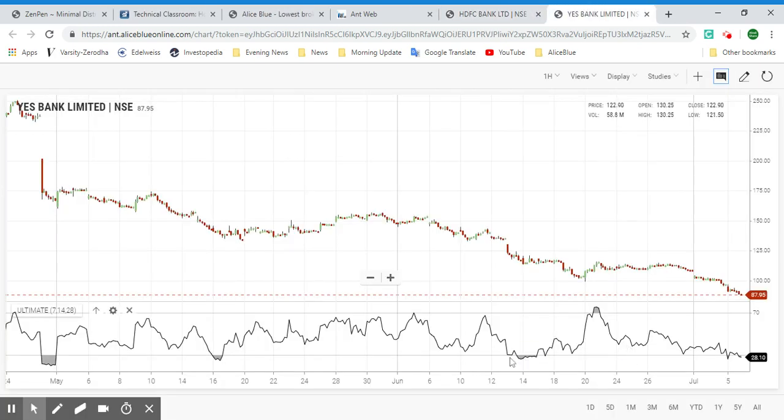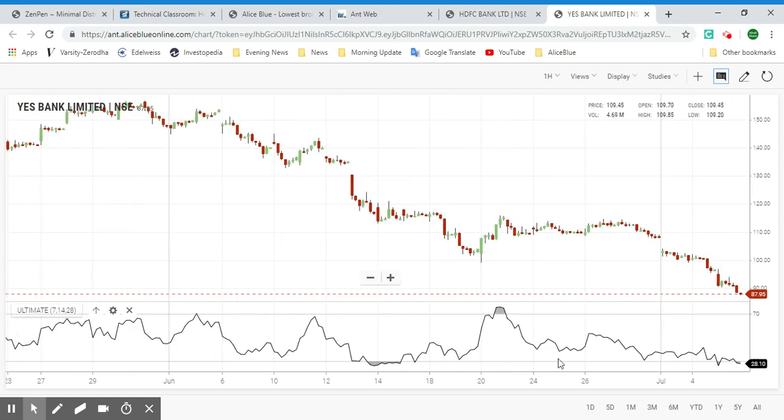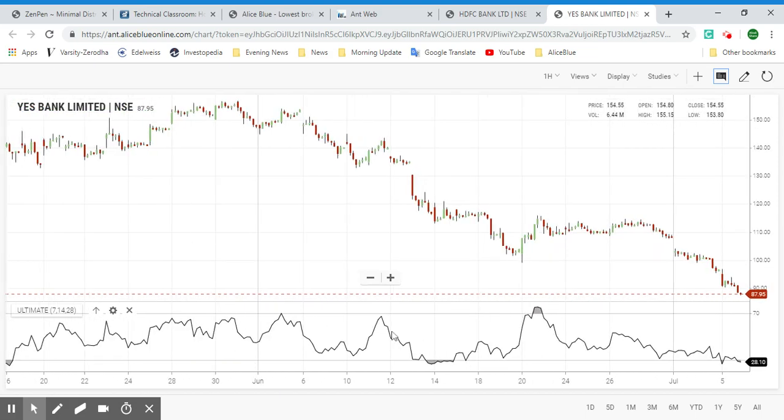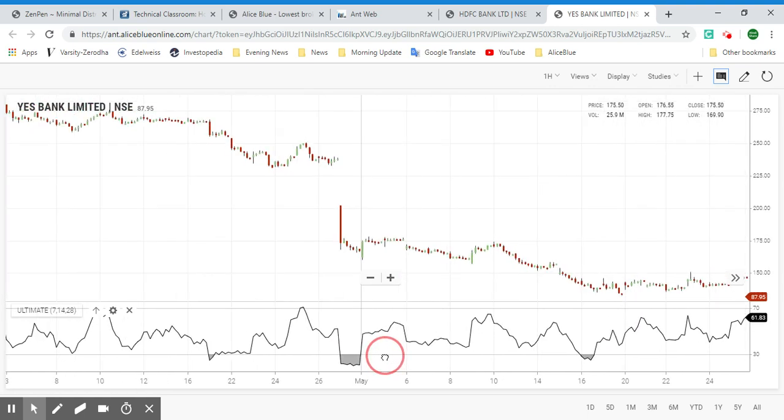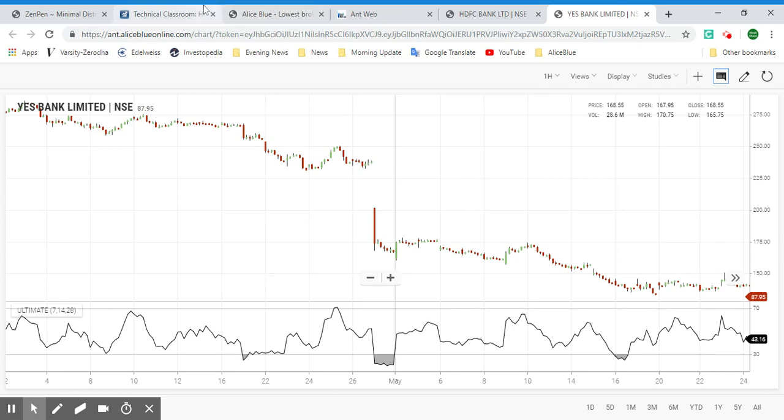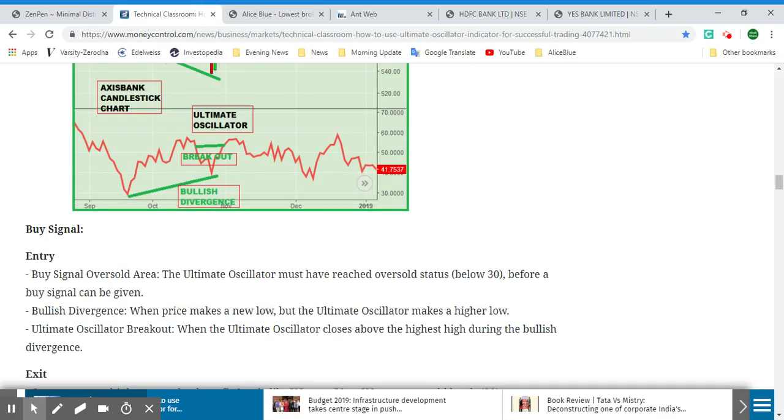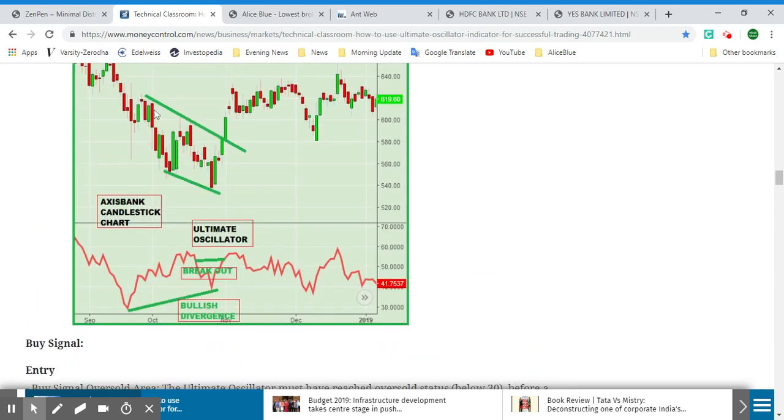Now let's use this. Here in Yes Bank, we have some divergence. For the bullish divergence, the price makes a new low but the ultimate oscillator makes a higher low, and then comes the ultimate oscillator breakout, when the ultimate oscillator closes above the highest high during the bullish divergence. So here we have the divergence because it's making a new low, but it's not in the oversold levels.